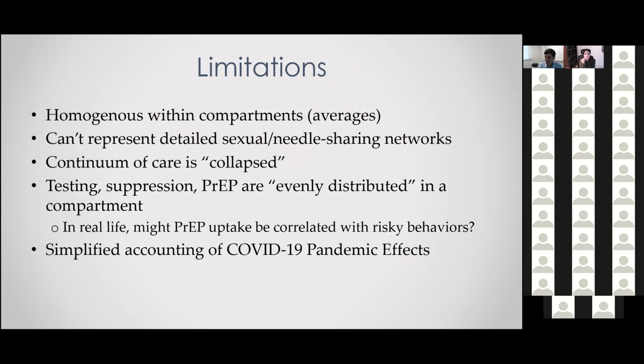So, limitations of our approach in general. It's a compartmental model, and so we make the assumption that within a subgroup of age, sex, race, and risk factor, people behave on average the same. Obviously people behave differently; there's a lot of heterogeneity, and we're skating over all that, right? So we're not going to be able to represent detailed needle sharing networks or sexual networks. For this work, the continuum of care is also collapsed. We haven't broken out specifically people being engaged, on ART, or adherent. We just say, are they suppressed or not? And as far as COVID-19, so far it's a relatively simplified view of the effects, right?